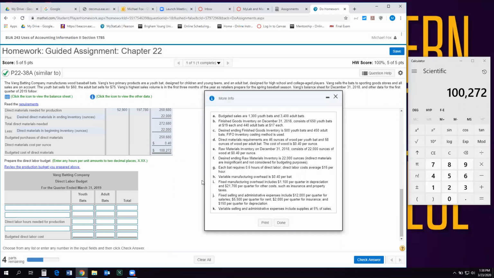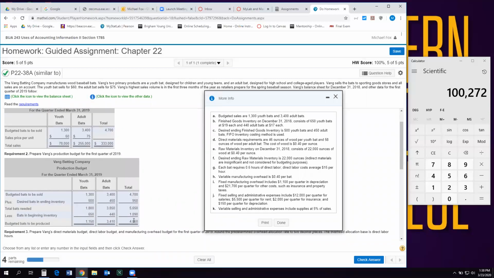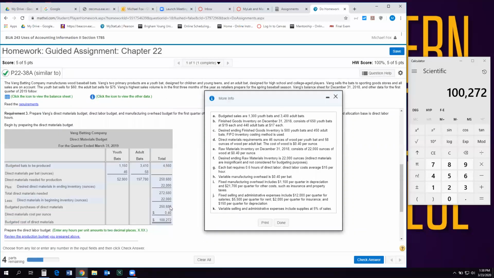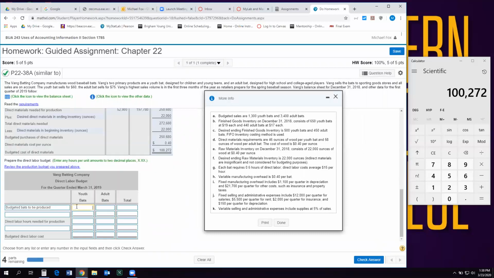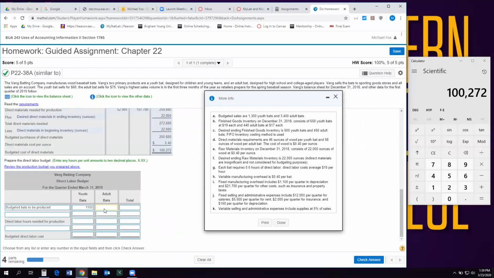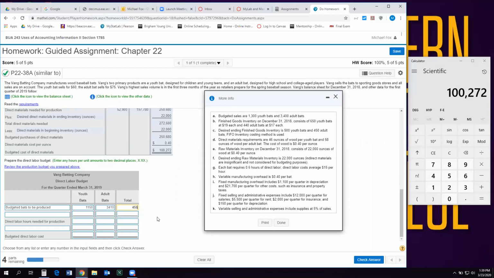All right. So now we need to make our direct labor budget. So the first thing we have to do to figure out direct labor is to figure out, again, how many bats we expect to produce. So we did that earlier in our production budget, bats to be produced. So we have, let's see, budgeted bats to be produced was 1,150 for the youth bats and 3,410 for the adult bats, which adds up to 4,560. Yeah, 4,560 total.